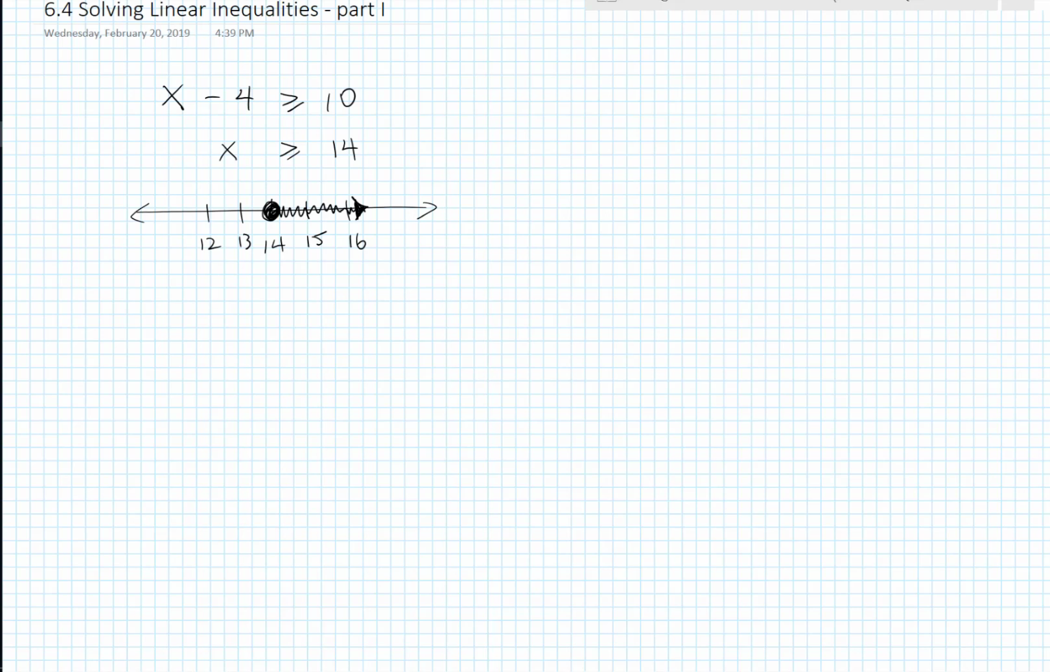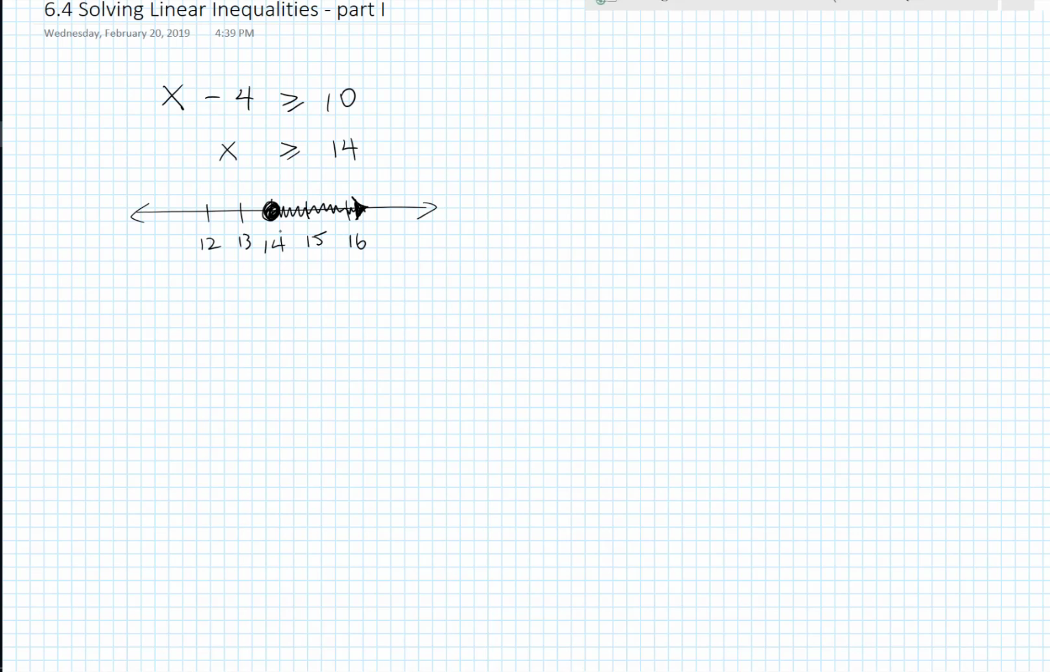So if you want to check 14, you should get an equality here. So if you plug in 14, 14 minus 4 is 10, and that is the same as the right-hand side. Now, in this case, it's part of the solution because 10 is equal to 10, so therefore 10 is greater than or equal to 10. But the only value of plugging in 14, which is kind of like our boundary point, is to check to see whether we made any mistakes in the solution, not to check whether we got the direction right.